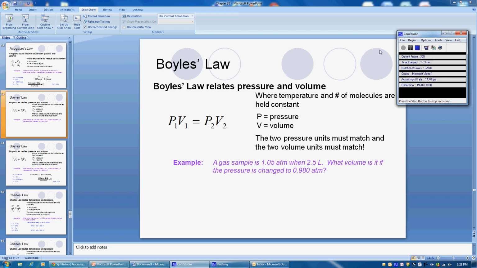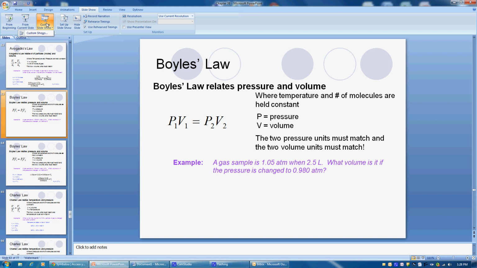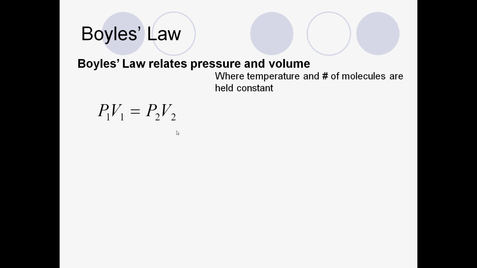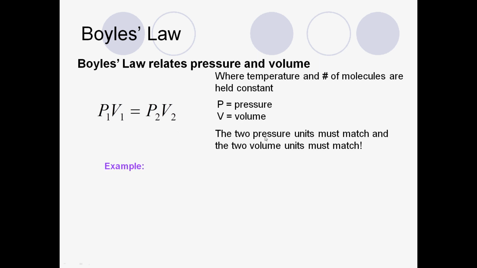The next law that we're going to talk about is Boyle's law. This law relates volume and pressure. So temperature and our number of molecules are now going to stay the same. Okay, so it's P1 times V1 equals P2 times V2. What we're going to do here is always make sure our pressure units match. We're always going to make sure our units match.